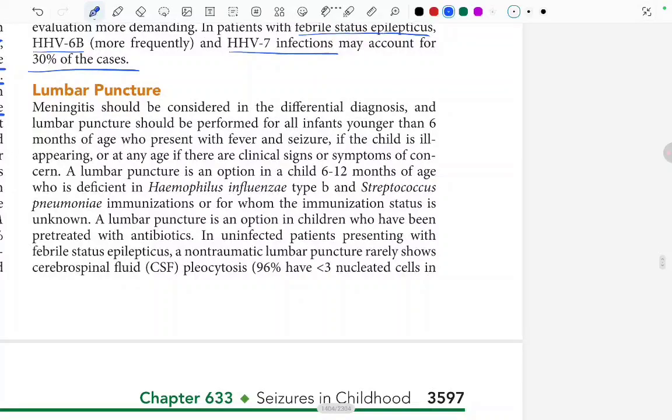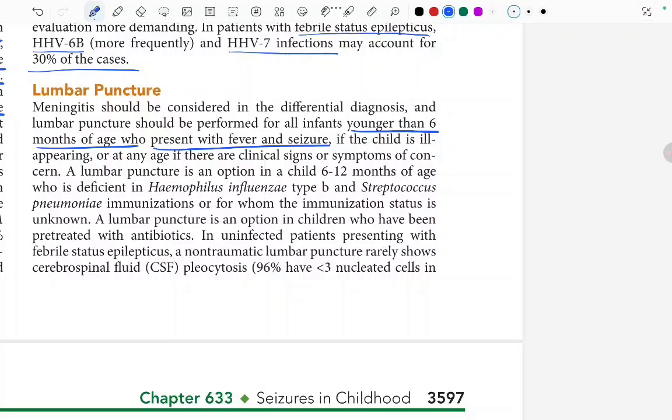Now coming to the lumbar puncture. Meningitis should be considered in the differential diagnosis and lumbar puncture should be performed for all infants younger than 6 months of age who present with fever and seizure. Okay, if they are younger than 6 months of age and present with fever and seizure, then lumbar puncture should be done. Also if the child is ill appearing, or at any age if there is a clinical sign or symptom of concern, then we have to do lumbar puncture.